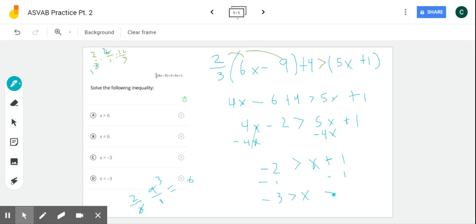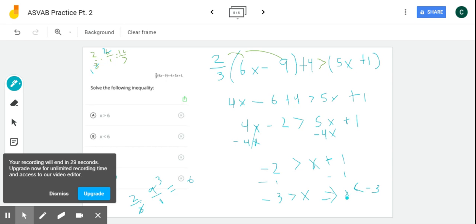So minus 3 is greater than x. That's equivalent to x less than minus 3. The way that I think about it, because that's how our answers are written, is that the symbol always points at the same thing. So with the greater than, -3 is greater than x, that point was pointing at x. Same thing here. If we flip it around, that point needs to still be pointing at x.